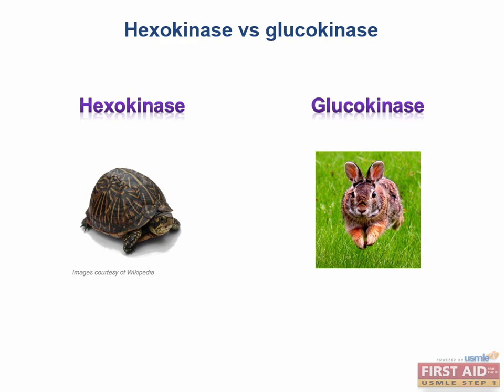I like to think of these two enzymes as a tortoise and a hare. Hexokinase is the tortoise because it acts at a slow and steady pace. Glucokinase is kind of like a hare. I like to call him a lucky rabbit, speeding up and slowing down depending on the amount of glucose in the blood.